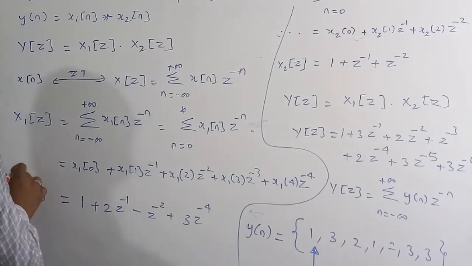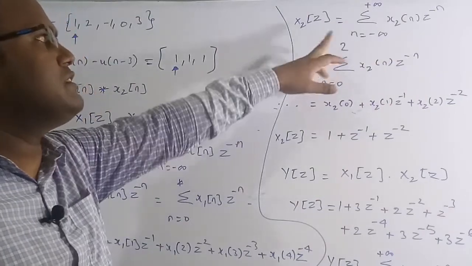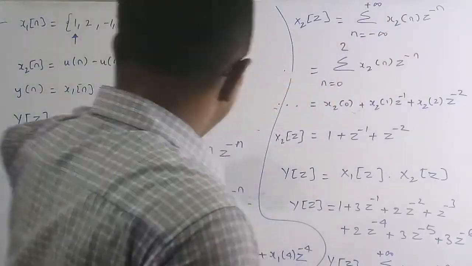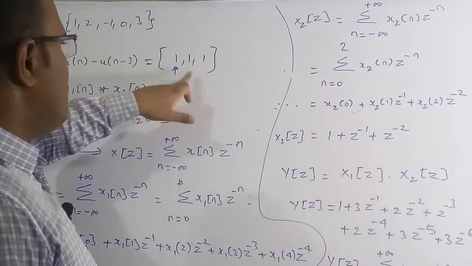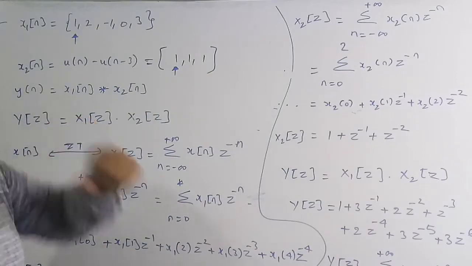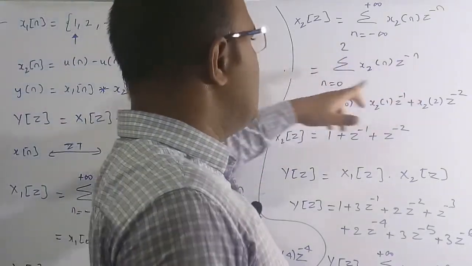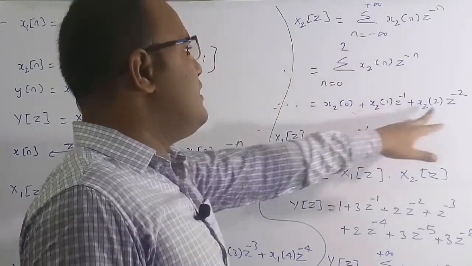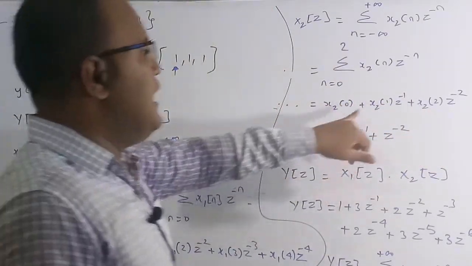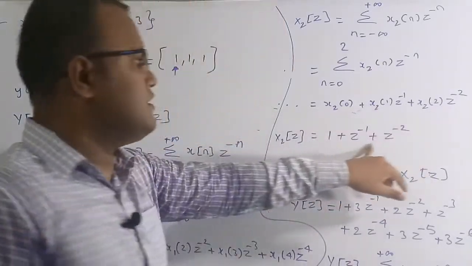Now we have to do the same process to figure out x2 of z. Similarly, x2 of z is equal to sigma n is equal to minus infinity to plus infinity of x2 of n into z to the power of minus n. But here the signal is nonzero only from 0 to 2, and at all other instants its value is 0. So n is equal to 0 to 2, and we substitute n is equal to 0, 1, and 2. We know x2 of 0 is 1, x2 of 1 is 1, and x2 of 2 is 1. This is the thing we get.